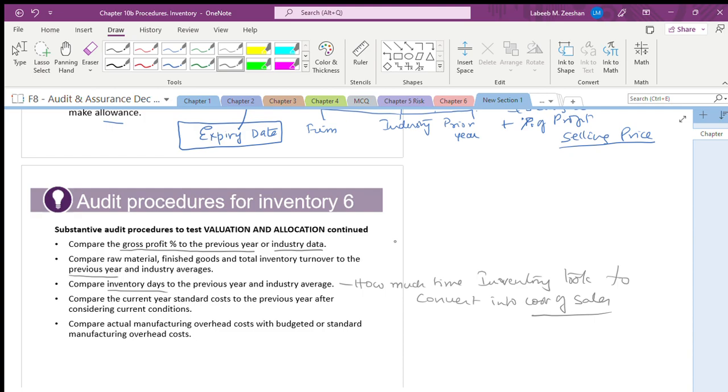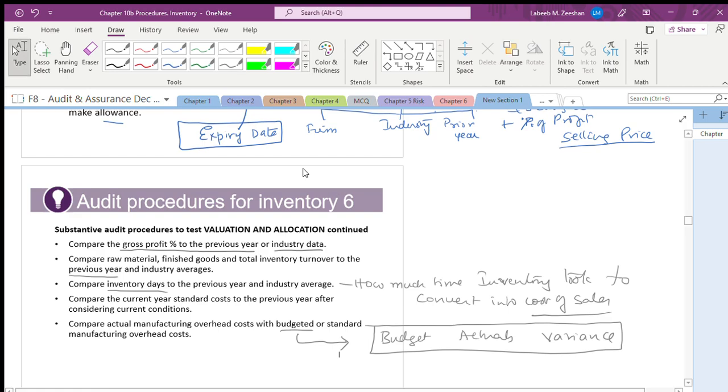We are talking about valuation and allocation. Compare actual manufacturing cost with the budgeted values, whether we have exceeded the budget or are within the budget. That is the reason we have to make sure what is the budget and what is the actual, and calculate the variance as such. This is with respect to valuation.